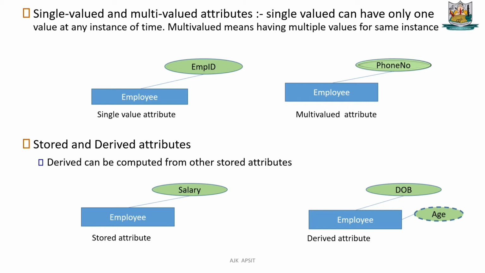Now the next types of attributes are the stored and the derived attribute. Derived attributes can be derived with the help of the stored attributes. Here the age is a derived attribute and it can be derived from the stored attribute date of birth, that is DOB.